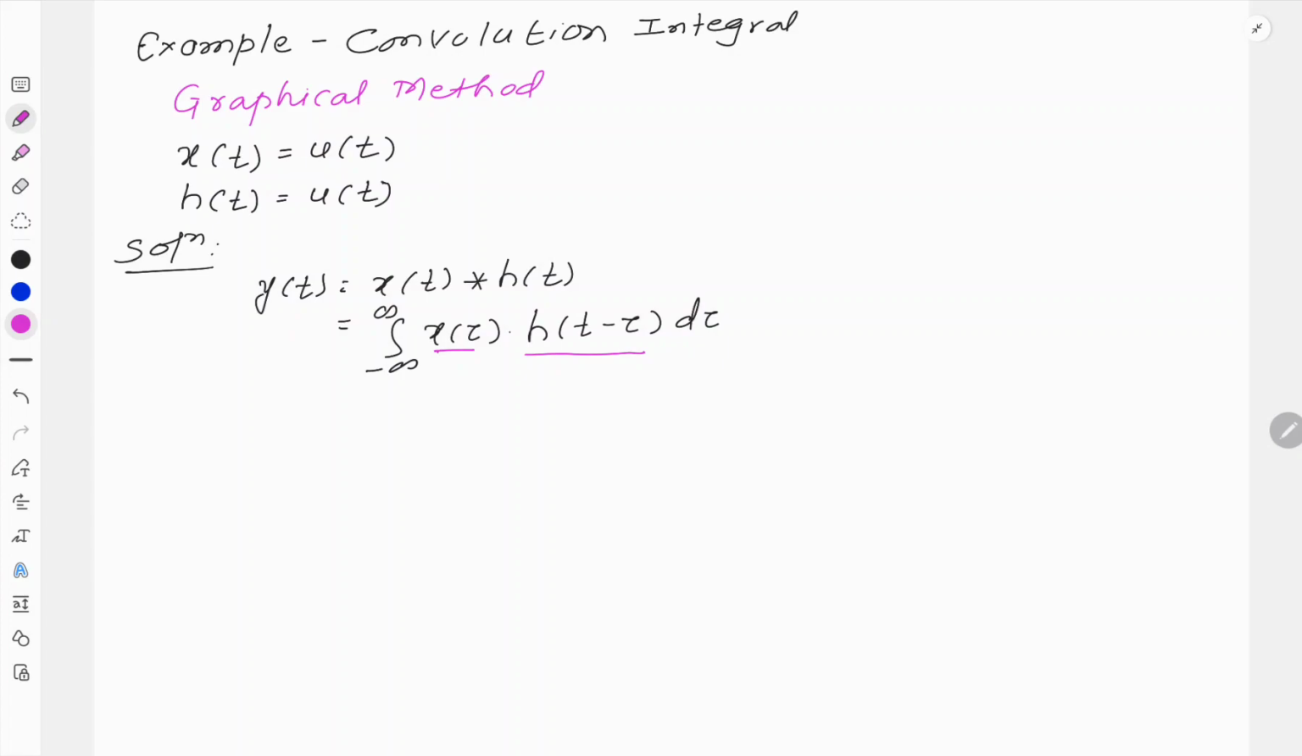To obtain y of t, we are going to use the graphical method, which has fixed steps that we are going to follow to obtain the desired output y of t. So let us begin with step number 1. Here we are supposed to find x of tau. So we are going to draw the x of tau signal.